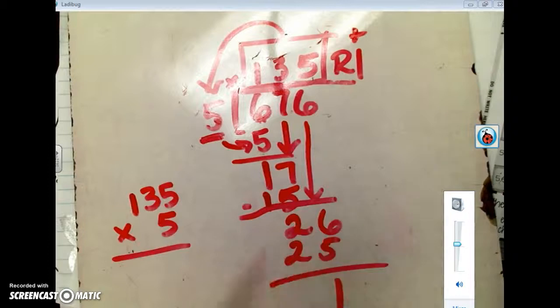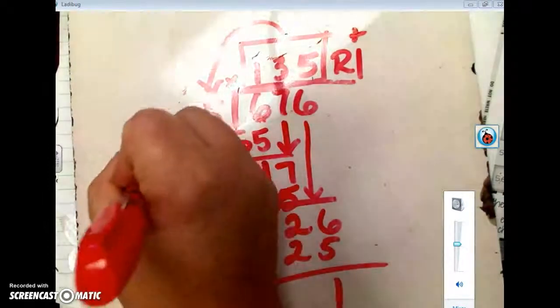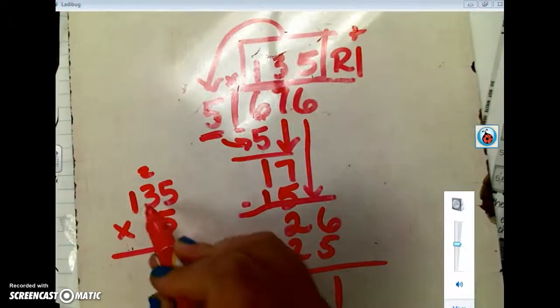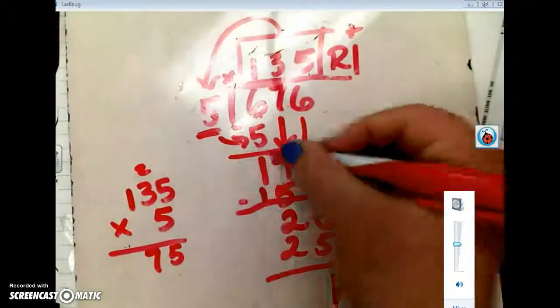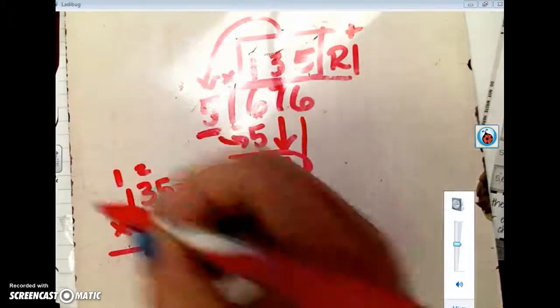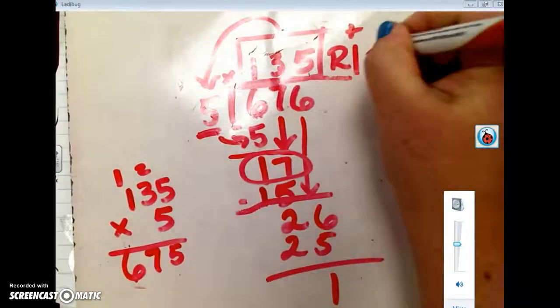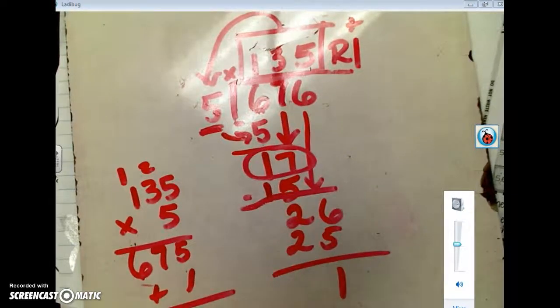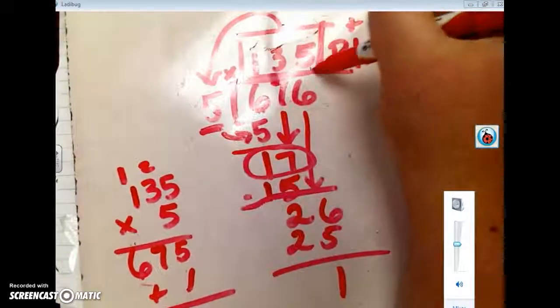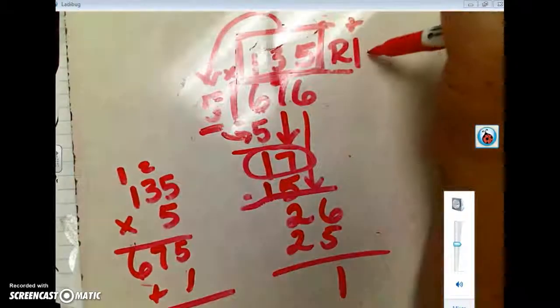So 135 times 5. 5 times 5 is 25. I'm going to put my 5 and carry my 2. 5 times 3 is 15, plus 2 is... Oh, that's weird. I had that there too. 5 times 1 is... Plus 1 is... I got 675. Then my directions tell me I have to add my remainder. 676. So, your whole number quotient times the divisor, add remainder.